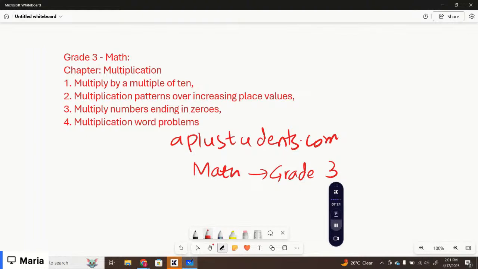The lessons we're going to cover today are multiplication by a multiple of 10, multiplication patterns over increasing place values, multiply numbers ending in zeros, and multiplication word problems. So please make sure you have your notebook and pencil so that you can note down the important examples and definitions as well.